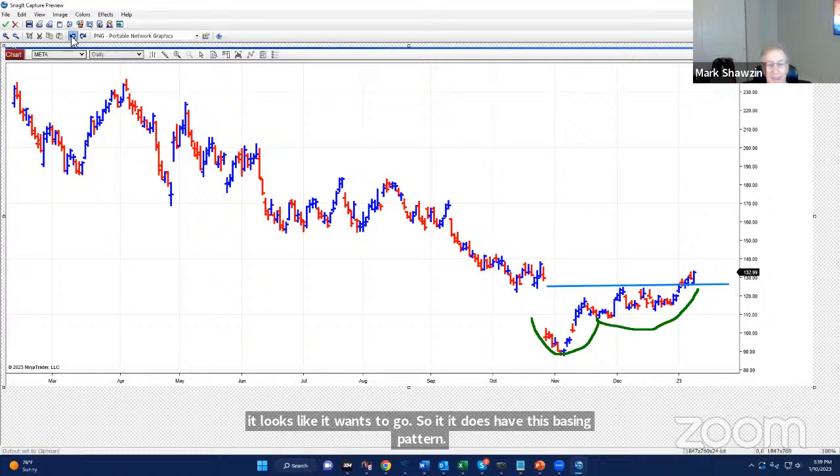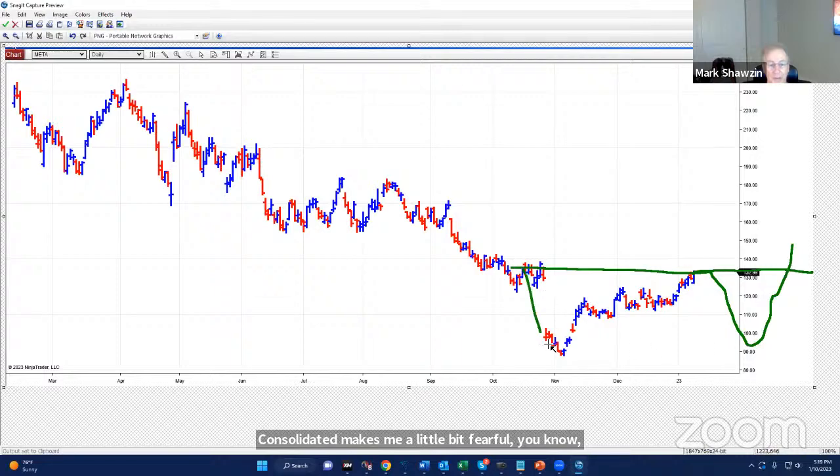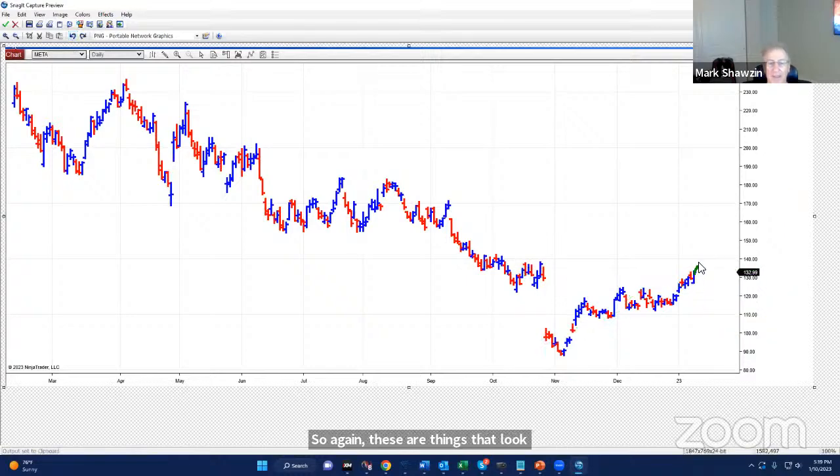I typically like to see a low consolidated. Otherwise it makes me a little bit fearful, so I like to see something that's consolidated. Again, these are things that look good now. They suck you in, and then by the end of January, the macro trend comes in. It comes back down here, and then that's a better price to catch it. Whenever you're chasing something that you're not quite comfortable with, I've learned it's not a good idea, but this thing could keep going.